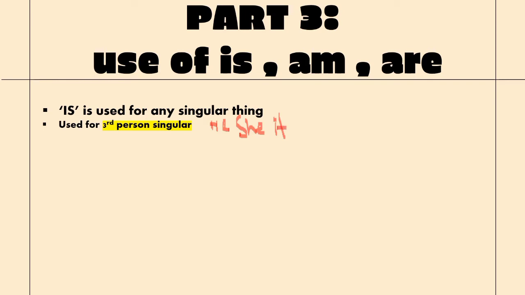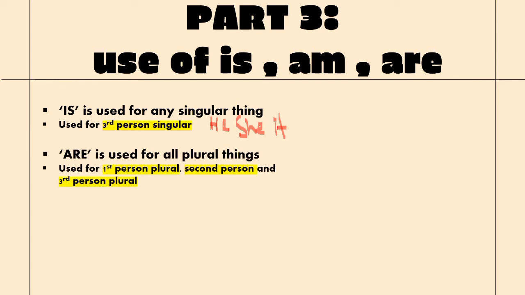So these are third person singular, and if any name is given. So with these we use is. He is doing something, she is doing, it is doing. So with third person singular, we use is.